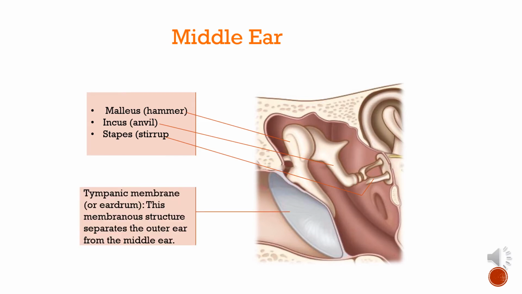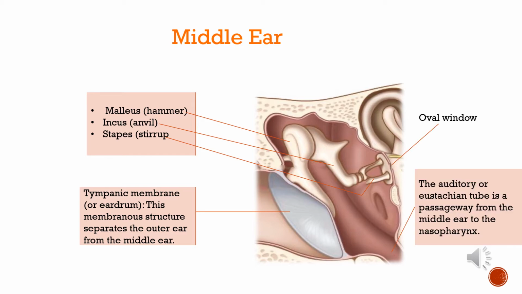Tympanic membrane or eardrum. This membrane separates the outer ear from the middle ear, and it also vibrates in response to sound waves. The auditory or eustachian tube is a passageway from the middle ear to the nasopharynx. This tube equalizes pressure on both sides of the tympanic membrane.